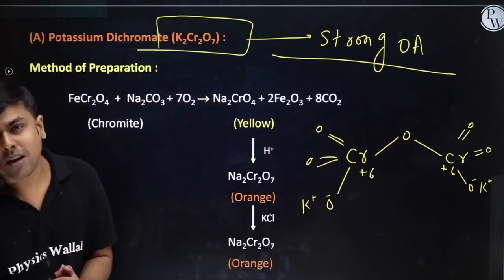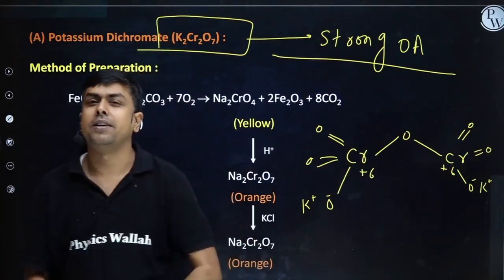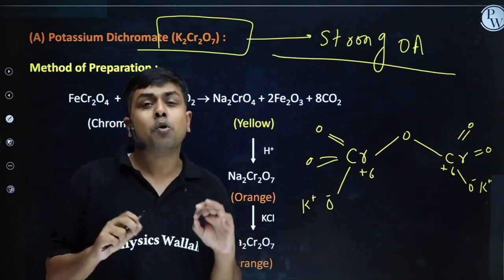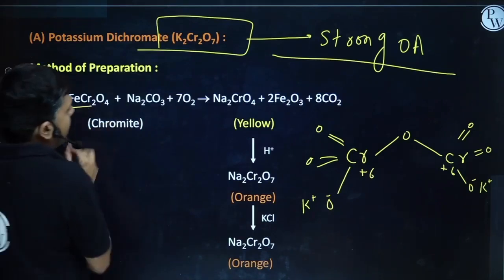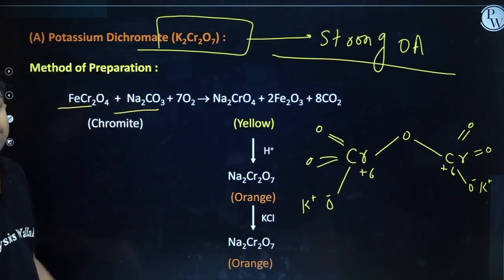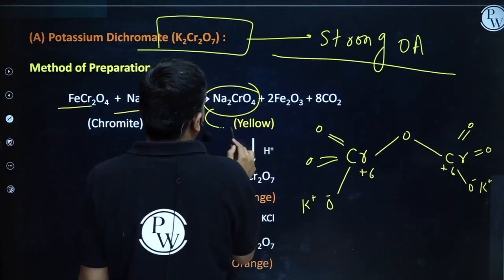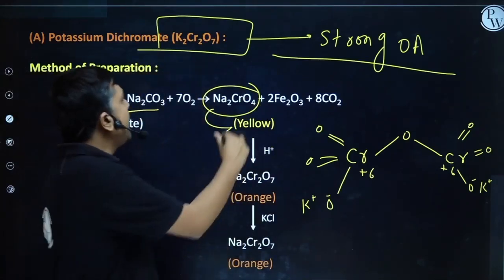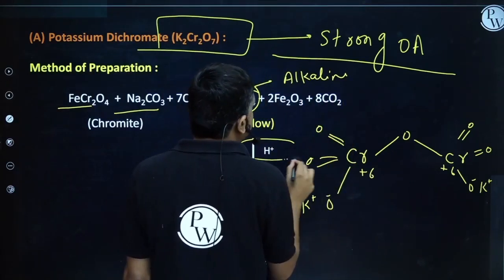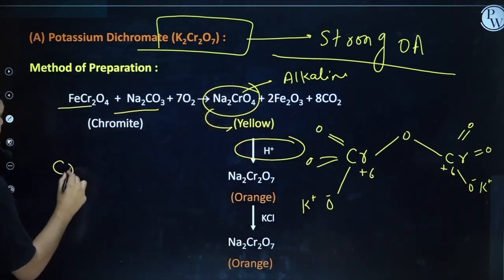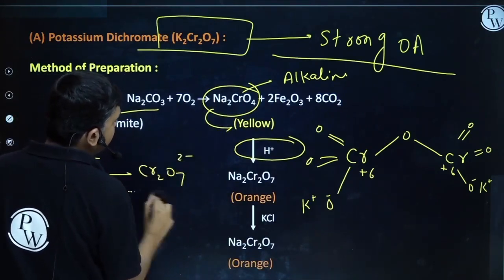Student, now let's talk about the method of preparation of potassium dichromate. How is it prepared? It's simply prepared by taking chromite ore. If we treat chromite ore with sodium carbonate, basically first we get sodium chromate. This sodium chromate has a yellow color. Till now, the medium of this reaction is alkaline. Now I am going to add H plus. As soon as we add H plus to this chromate ion, it gets converted to orange colored dichromate ion.